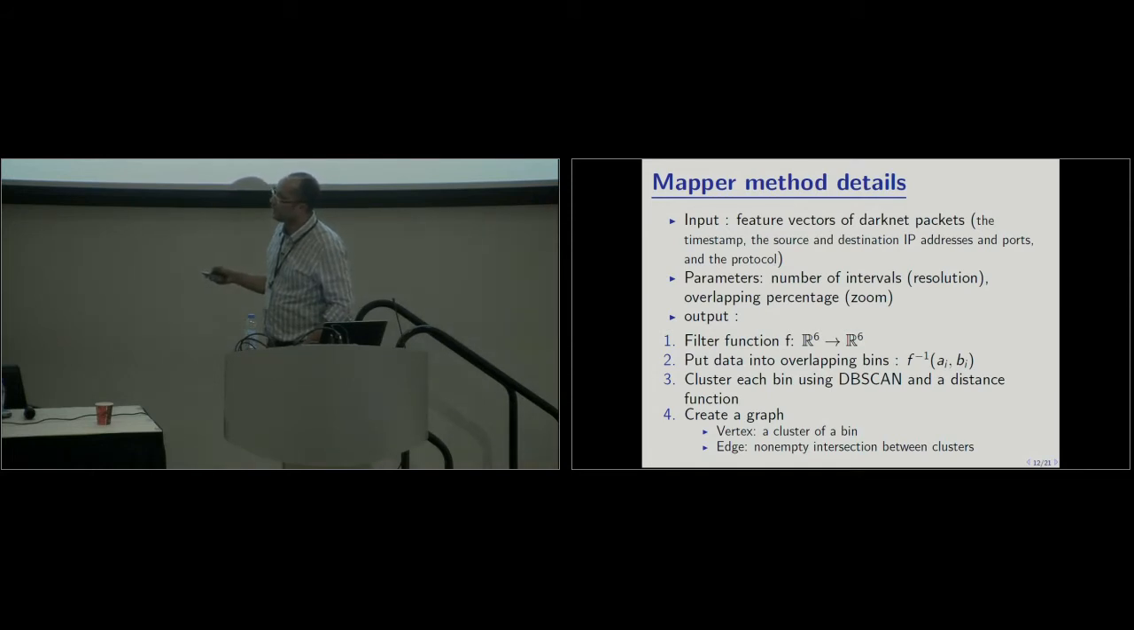And we cluster each bin using DBSCAN. It could be another clustering algorithm, but in this case we consider DBSCAN, density-based scan, and a distance function. And finally, as I said, we create the graph where each vertex is the cluster of a bin, and the edge represents non-empty intersection between clusters.